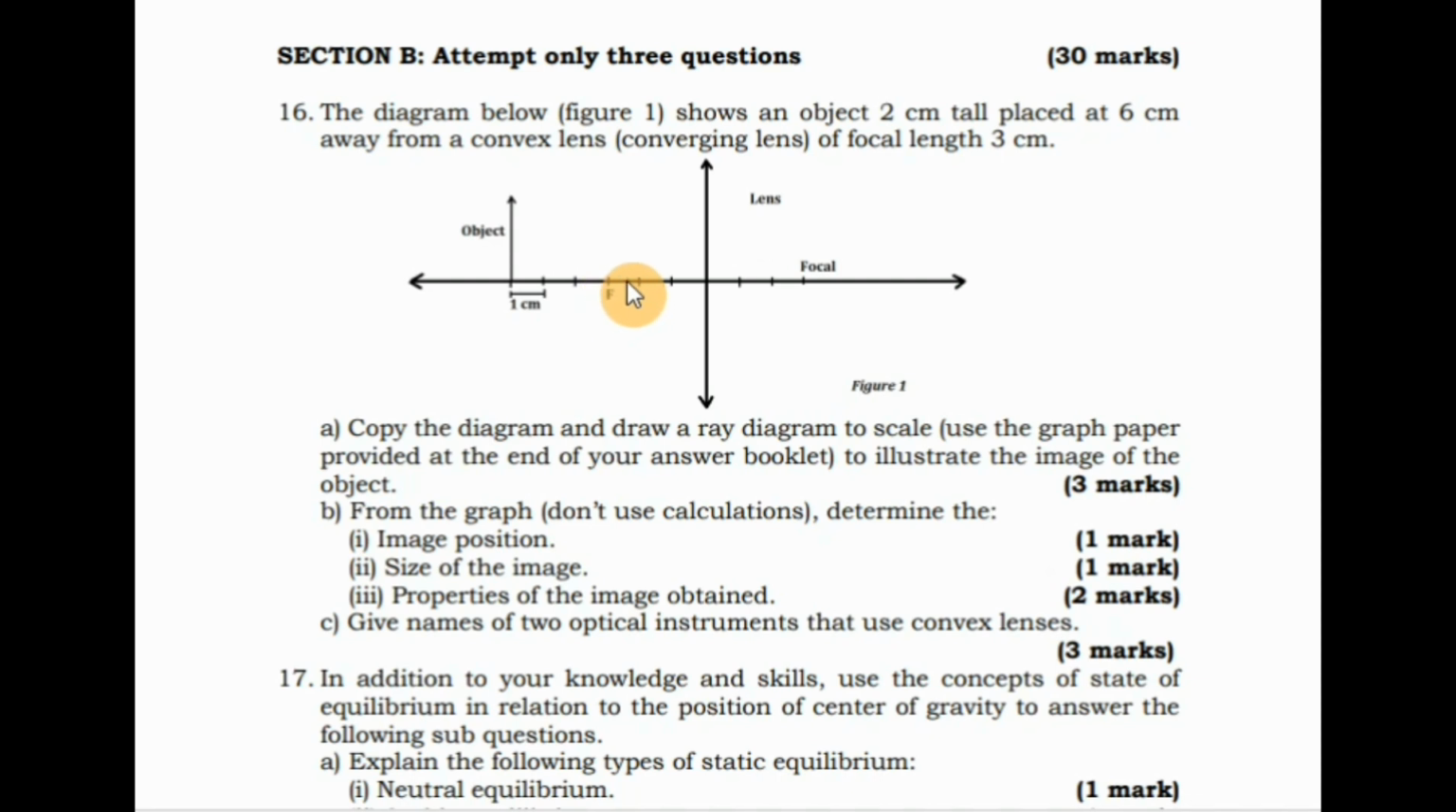As you see, from one line to another there is 1 cm. This is 1 cm, 2 cm, and 3 cm. As you can see, this is going to be 4, 5, and 6. You see that your object is placed at 6 cm.